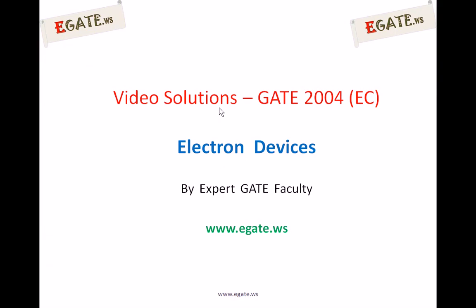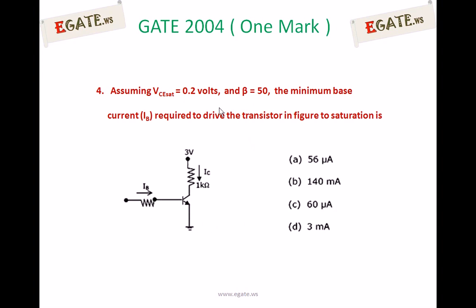Hello, we are discussing the GATE 2004 ECE paper, and the topic we are discussing is electron devices. This is the fourth one-mark question that came in GATE 2004. Look at the diagram. For that diagram, the given information is VCE saturation is 0.2 volts and beta value is 50.